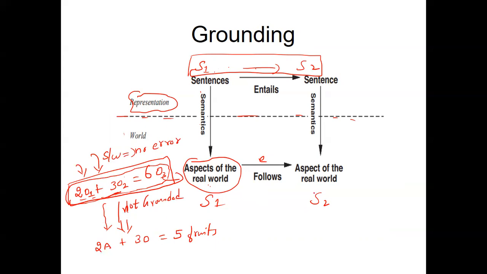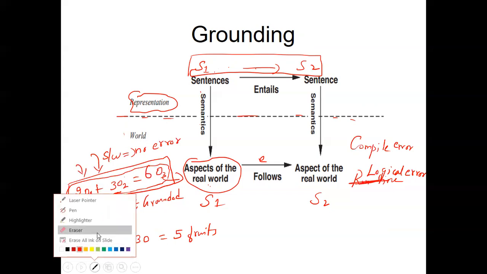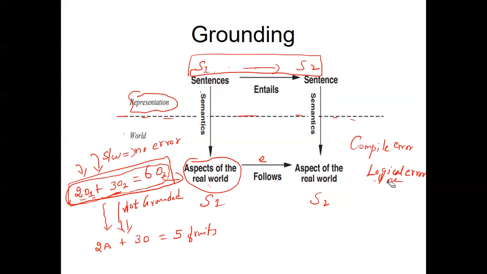Grounding is very much similar to errors in programming languages. There are 2 types of error, right? One is compile time error, and the other one is logical error. See, what is compile time error? Compile time error happens because of something wrong you have made syntactically, right? So that is a top level mistake.